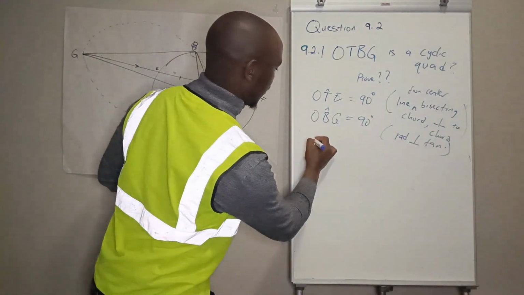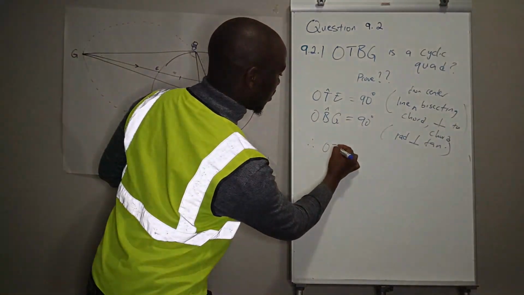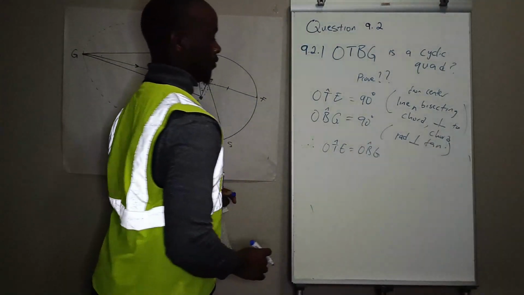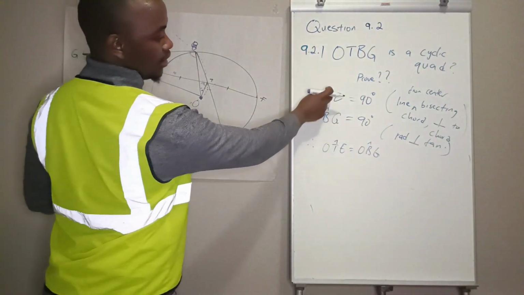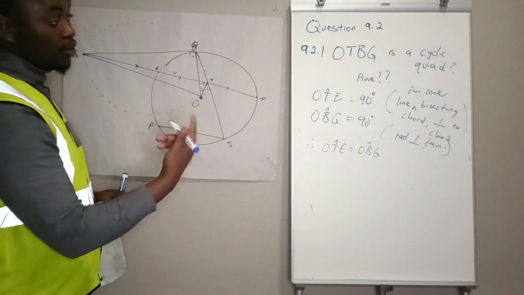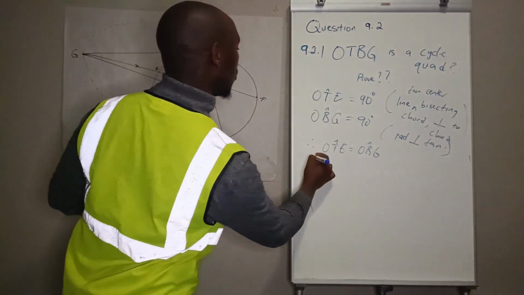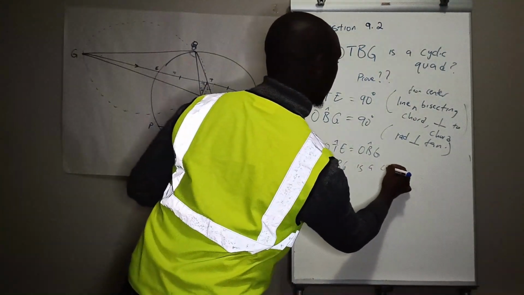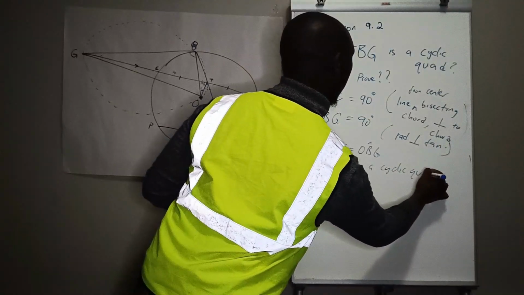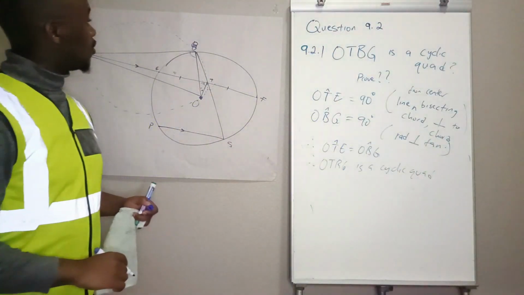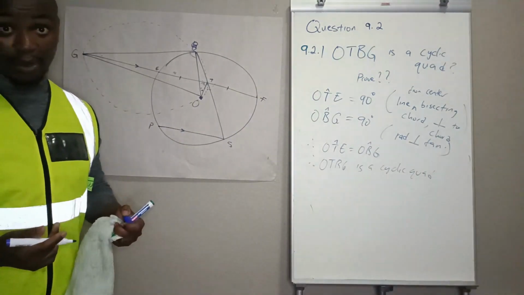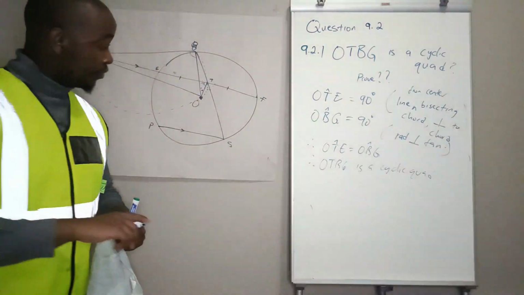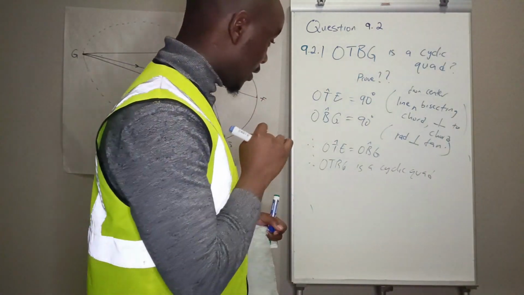Therefore, angle OTE is equal to angle OBG. We can already see that these two are equal. And if those two are equal, therefore OTBG is a cyclic quad.